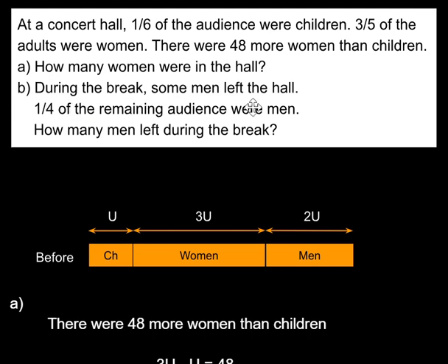During the break, some men left the hall. 1/4 of the remaining audience were men. How many men left during the break? So to solve this question is quite easy.